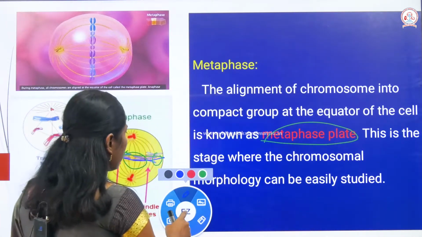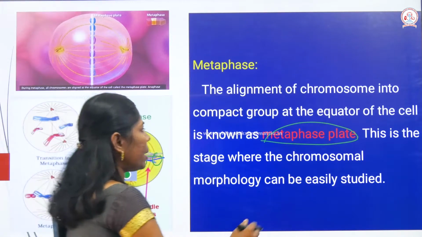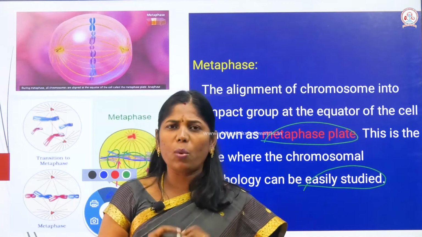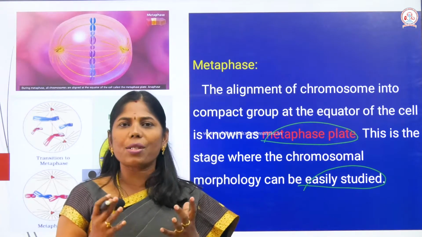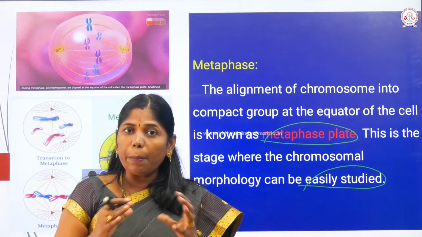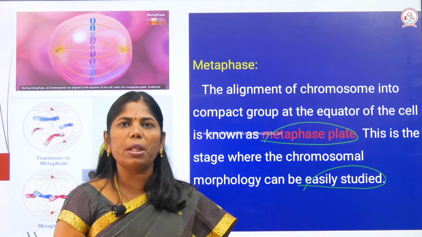This is the stage where the chromosome morphology can be easily studied. We can study the morphological structures. What is a morphological structure? That is the external appearance. We can see the size, shape, structure and number of chromosomes during this period.